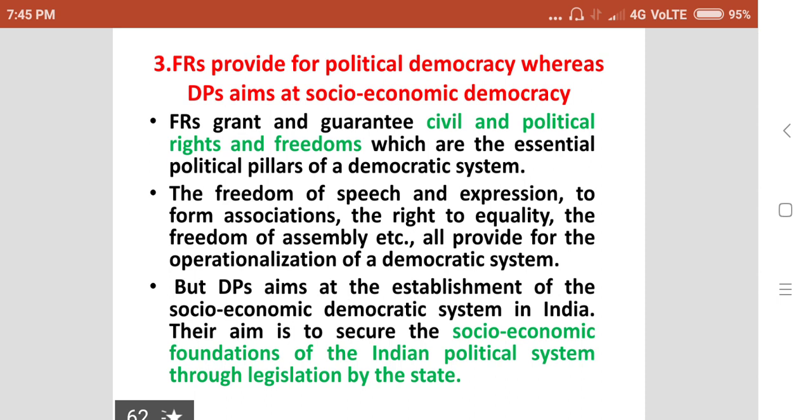all provide for the operationalization of a democratic system. But directive principles aim at the establishment of the socio-economic democratic system in India. Their aim is to secure the socio-economic foundations of the Indian political system through legislation by the state.